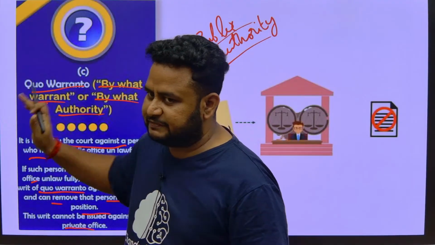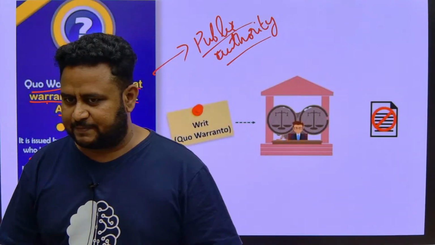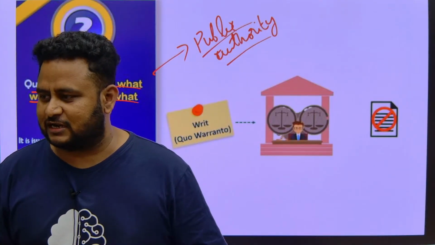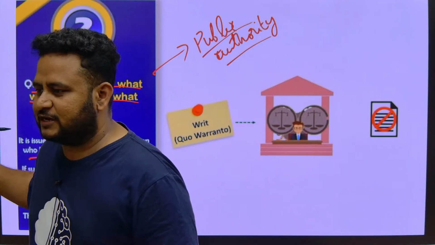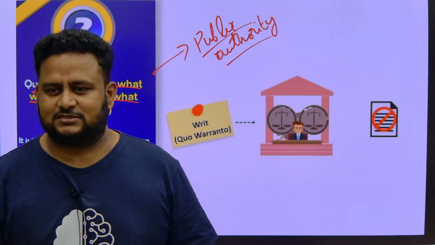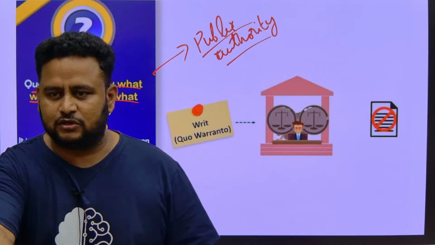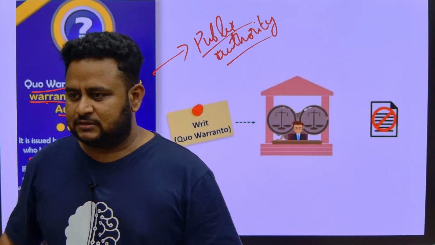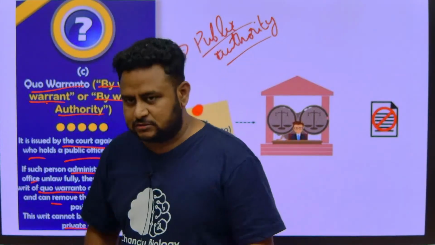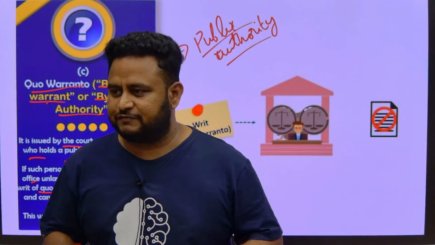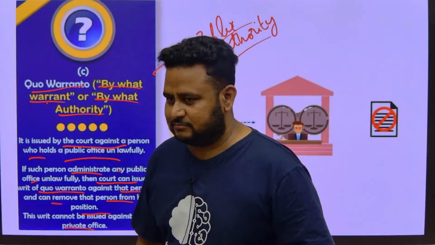Understood? The previous thing is, do the work correctly, command us. This is, who are you to tell? Simple words. Who are you to tell us? That is the meaning of quo warranto. Got it? Mandamus means do your duty, or if you are not doing the duty, that is mandamus. Quo warranto is, who are you to tell us? That is the simple meaning you have to keep in mind. Quo warranto means by what authority.